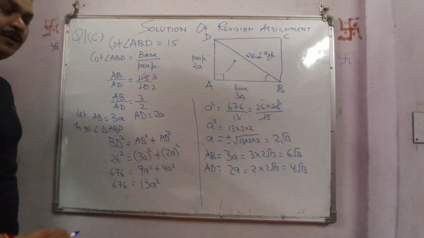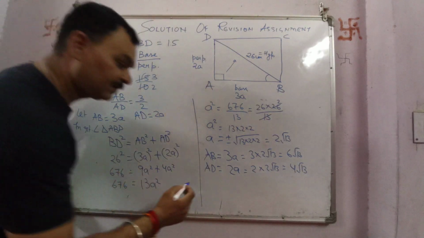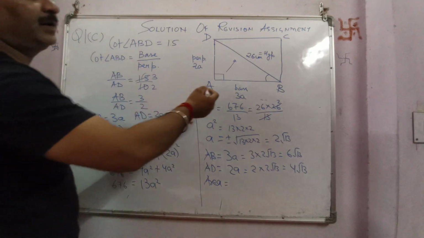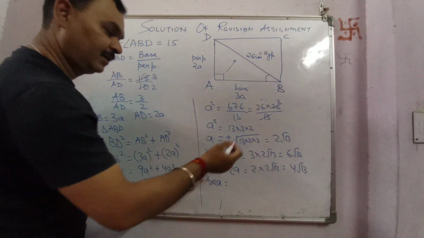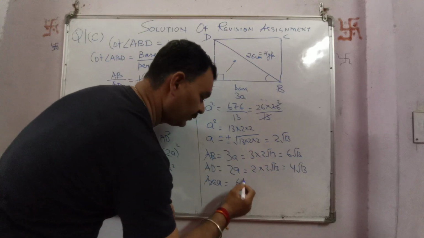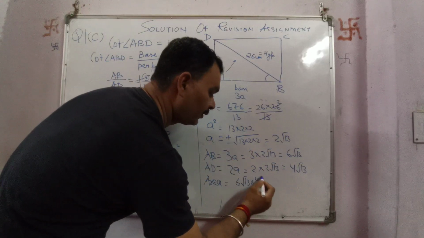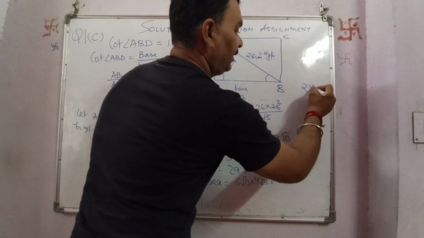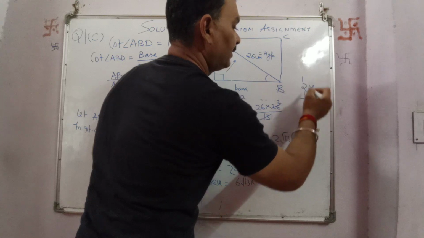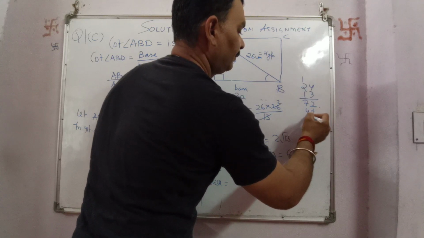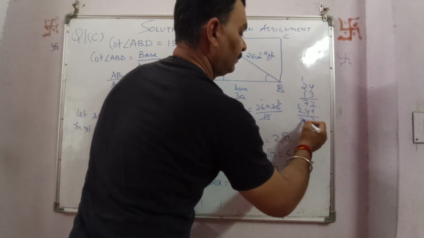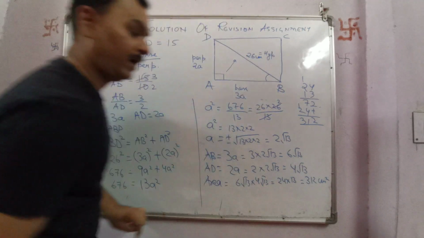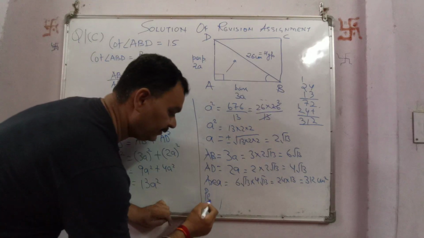Now we need to find out the perimeter as well as area. So for area, we all know that the area of rectangle is the product of their adjacent sides. So product of their adjacent sides, that is 6 root 13 into 4 root 13, 24 into 13. We can easily multiply 24 into 13, which is 312 centimeter square.